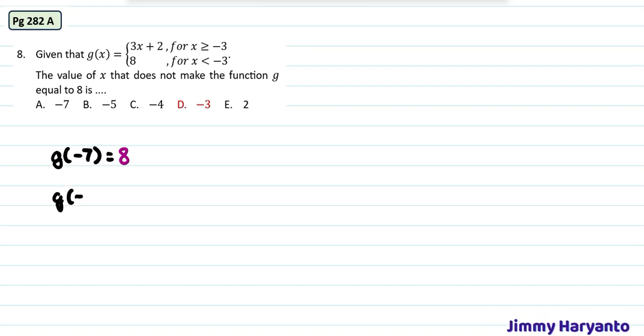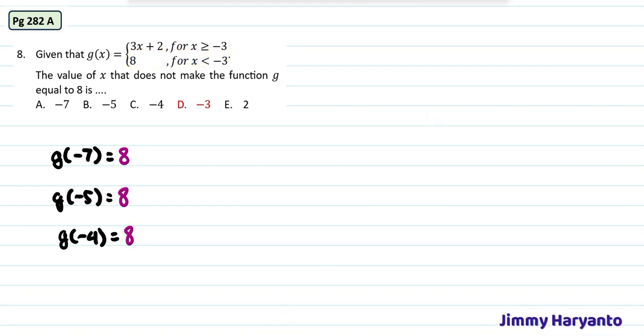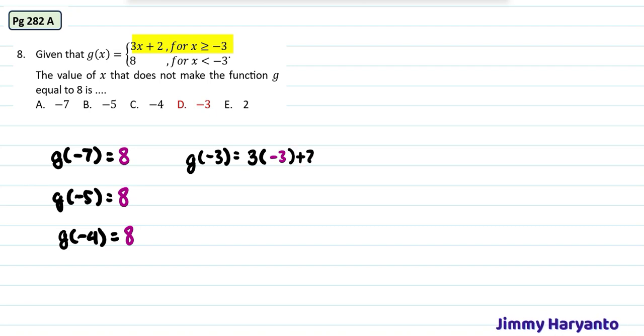So g negative 5. Negative 5 is also the same. It's right here, so the value is still 8. And then g negative 4. G negative 4 is also right there, so it's also 8. And then g negative 3. G negative 3 is right here because it says equal to negative 3. So we have to calculate this one first. Negative 3 and then plus 2. Negative 7 plus 2 is negative 9 plus 2 is negative 7. So this one is not 8, so the answer is D.